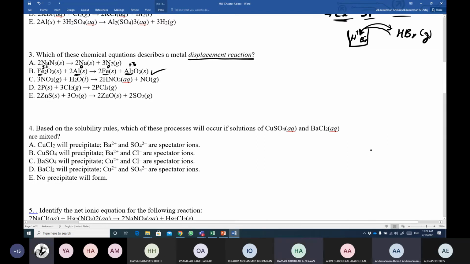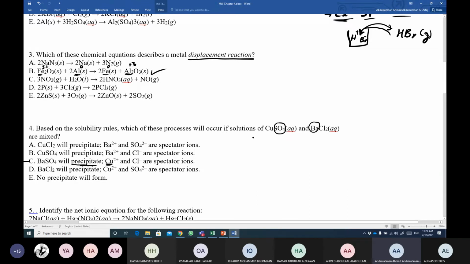C. Is it C or D or E? C is the answer. Correct. What will happen? Ba will take SO4 and will come out as a precipitate, and then Cu.